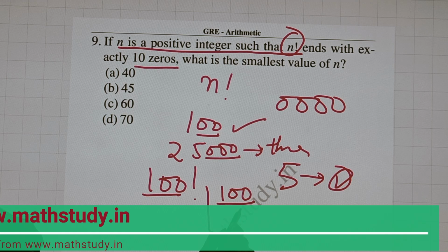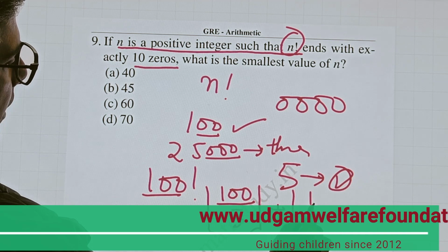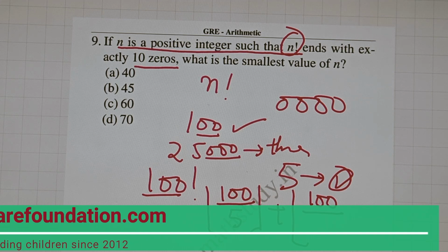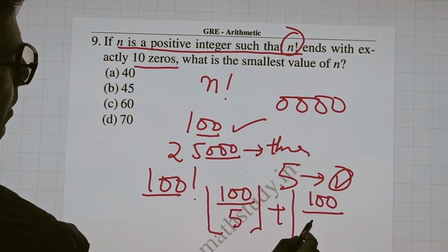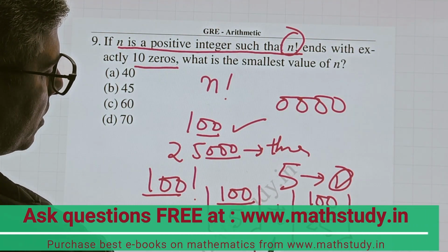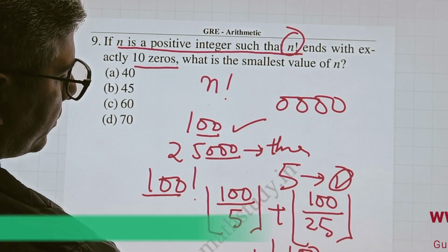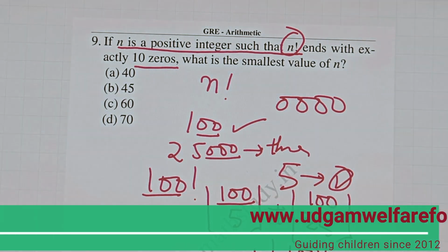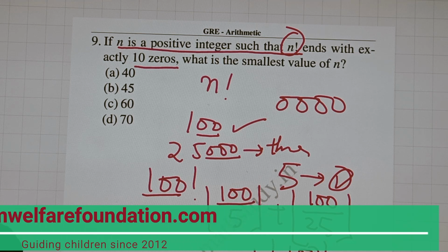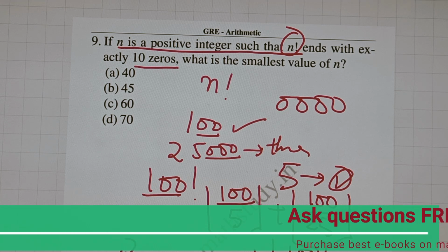So you have to write 100 first, then 5, then plus again 100, then the next power of 5, which is 5 square. So we increase the power, 5 into 5 is 25, then again plus 100 upon 125. That's it, right? Now we have to divide these numbers, and this is the greatest integer function, or you can say floor function. Once 100 is divided by 5, you will get 20, which is an integer.